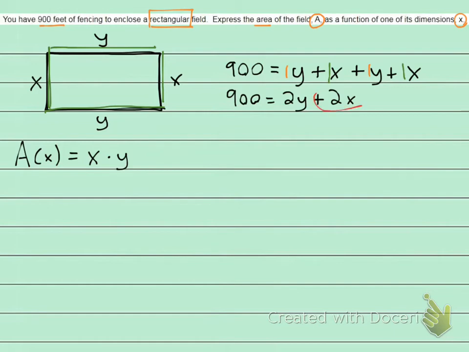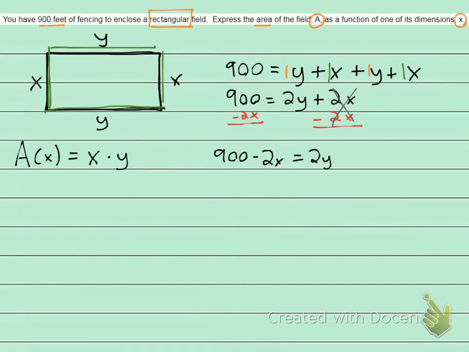I'm going to need to get rid of the plus 2x and to get rid of that 2 that's multiplied. We get rid of the plus 2x first. Minus 2x, minus 2x, on both sides of the equal sign. The reason we did that is so that this one over here cancels out. So I drop it down. I have 900 minus 2x equals 2y.